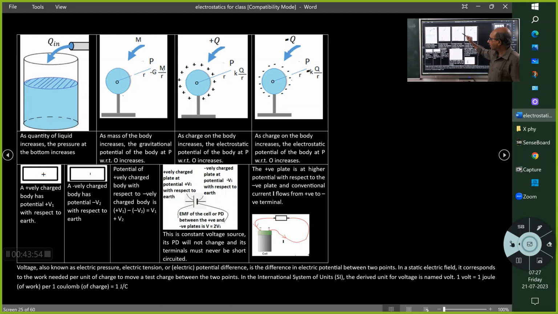The electric field at this point will be kQ by r square. What did I say? kQ by r square. That means the electric field depends upon how much charge is there and is inversely proportional to the square of the distance. That means if you go further away, the intensity of electric field will decrease.